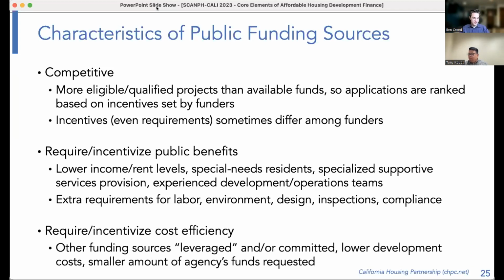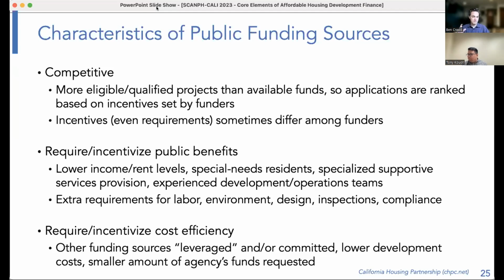They also usually incentivize, if not require, cost efficiency. So other funds to be in the deal, so that one funder is not over committed or over leveraged on any one particular project. They might want to see other funds already committed, which is an indication that the project might be ready to start construction sooner than if it doesn't have any funds already committed. Lower development costs are an inherent incentive. You can get your project started sooner, the less money you need to build it. And reducing the amount of funds you're requesting from the program can sometimes help your score as well.